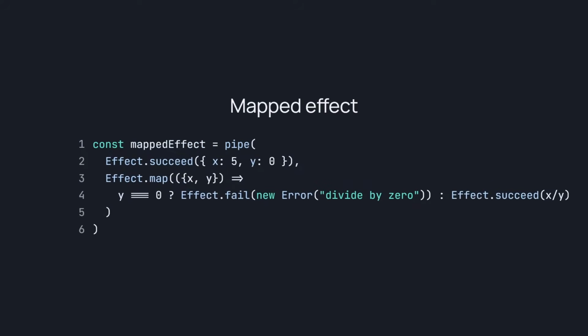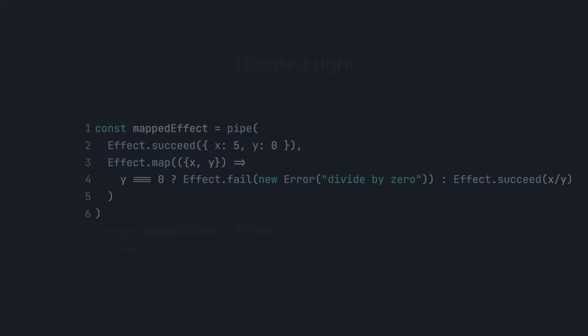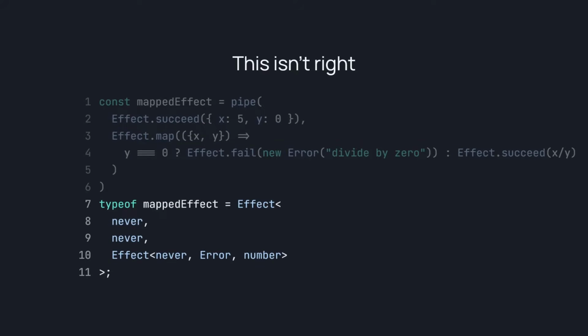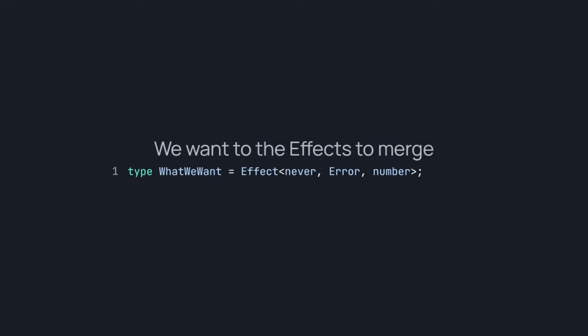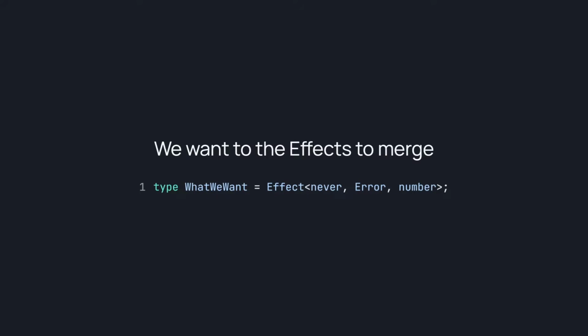Let's recreate our divide function from earlier, but this time with the input as a single object so it can be the singular value of an effect. Just like earlier, our mapping function will either error with an error or succeed with a number. Well, this sure isn't what we wanted. Our effect has a value of another effect. What we really want is for the effects to merge, carrying the new value type from the output of the mapping function while combining the possible errors.